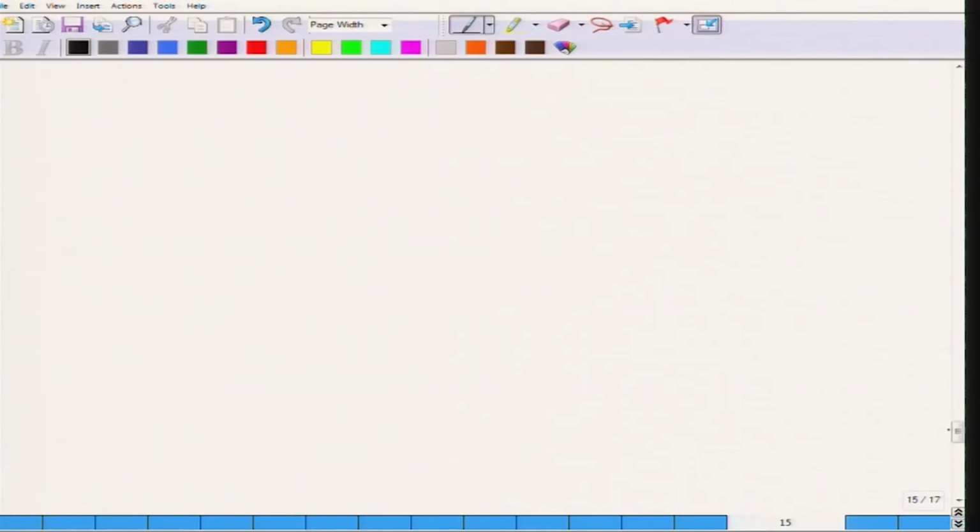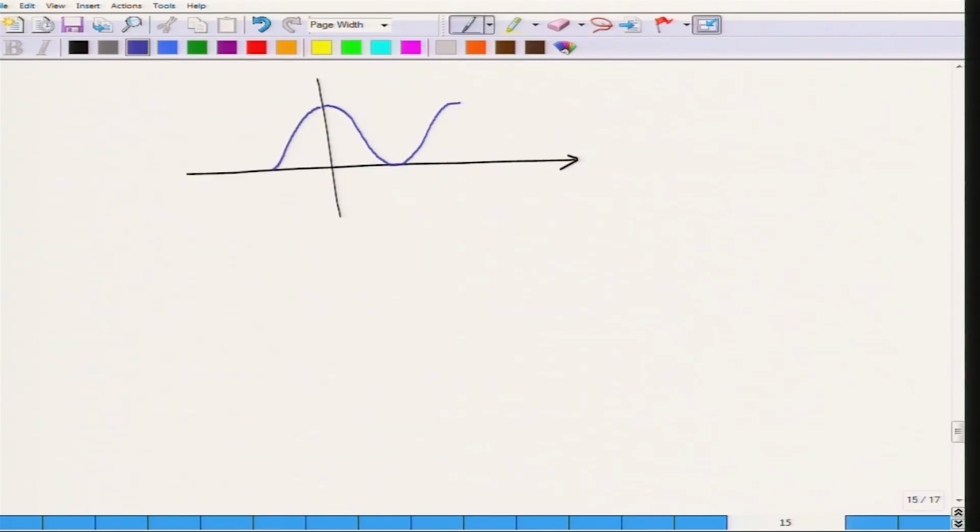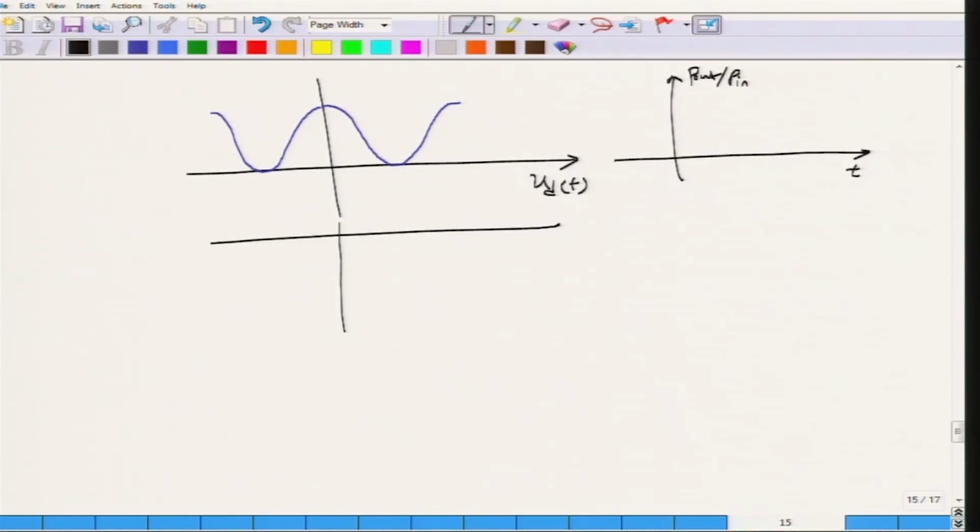Now, this is not the end of the pulse shaping business. There is one other pulse shape that is also widely used. In order to obtain that pulse shape, we again start from the transfer function. This time let me be even more quick. This is the transfer function as a function of ud of t. I am going to put one more here as a function of time to obtain p out by p in, and then I consider a signal. This is ud of t, this is in time.